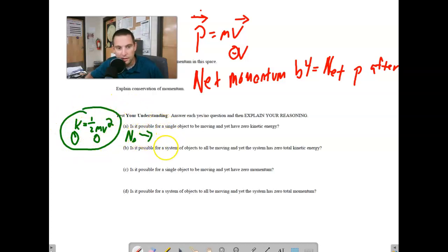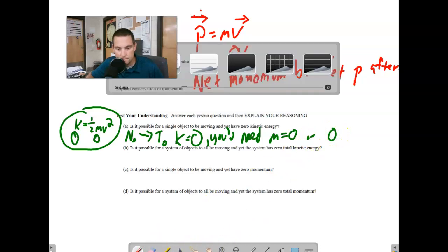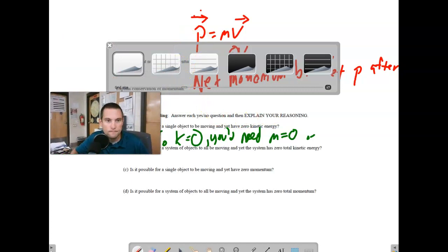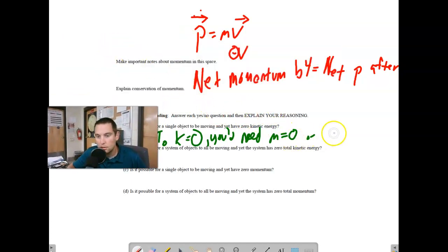So something like, to have k equals 0. And in your explanation, it's okay to use symbols, absolutely, to shorten up your writing or your keystrokes. To have k equals 0, you'd need 0 mass or 0 velocity. Or v equals 0. Alright, so part B.